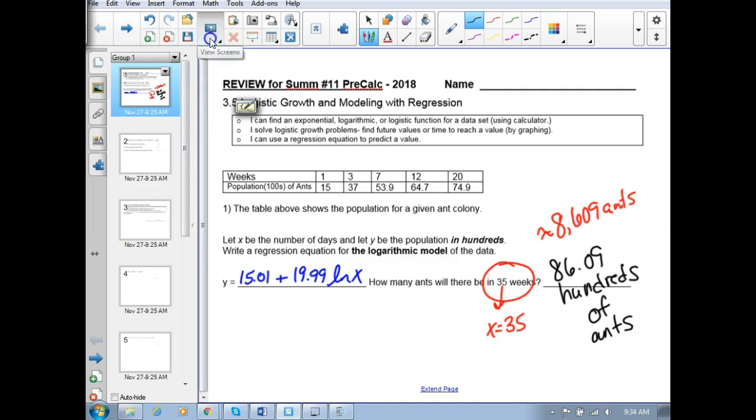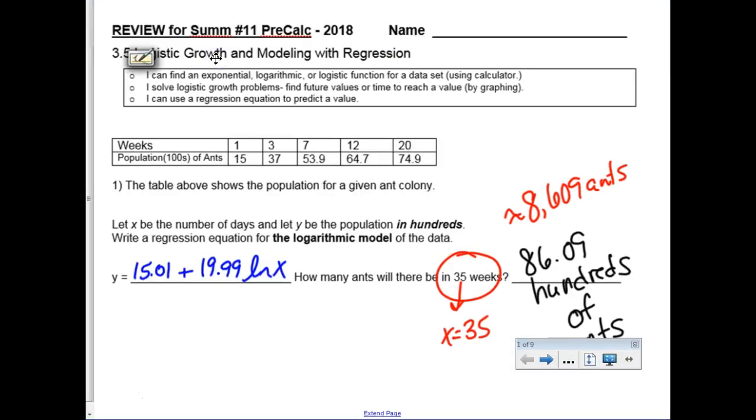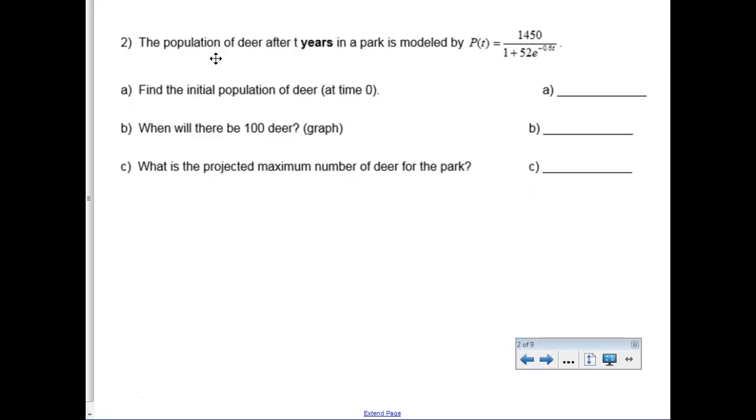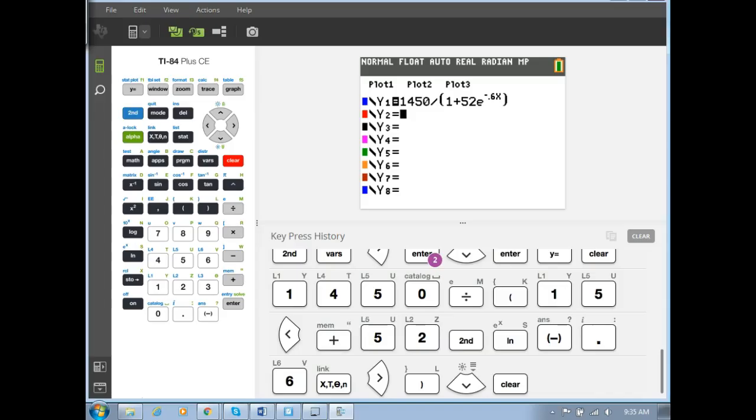All right, so moving along, the next question is a logistic growth, where they give you the formula. It's about the population of deer in a park. And the formula is given to you, and what I would suggest is you start this question off by typing this into y1. So make sure when you get this entered into y1, you put parentheses around that denominator. I'm going to pause the video. You go ahead and enter while you also pause the video. So I have my function typed into y1. Everything else is cleared out.